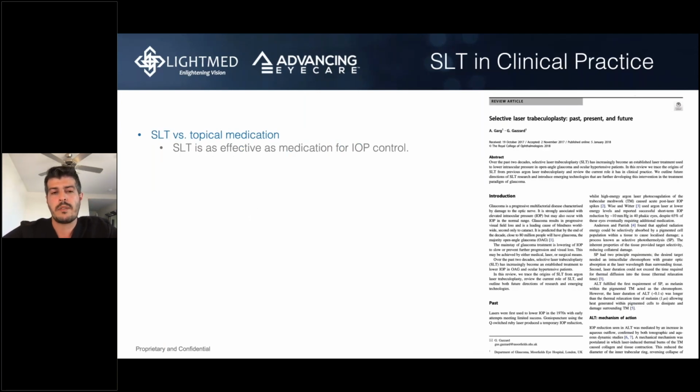Now, up to this point, most of the studies argued that SLT is just as good as eye drops when it comes to lowering your eye pressure. For example, many studies looked at SLT, comparing it to the most common eye drop we prescribe, which is latanoprost, and it showed that it's only as good as latanoprost, but not necessarily better.